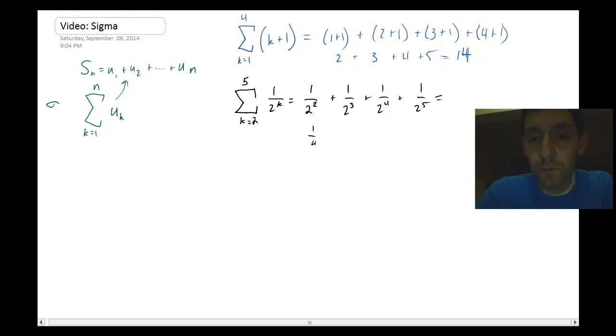Alright, so you got 1/4, 1/8, 1/16, and 2 to the 5th, which is 32, so that's 2 32nds, that's 4 32nds, that's 8 32nds, so 12, 13, 14, 15, so that gives us 15 over 32. So there you go, not too bad, right?